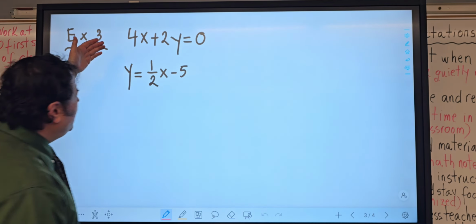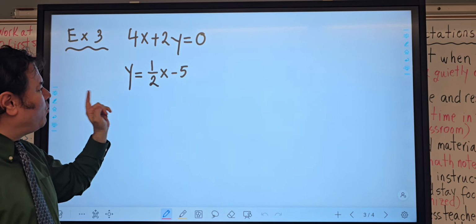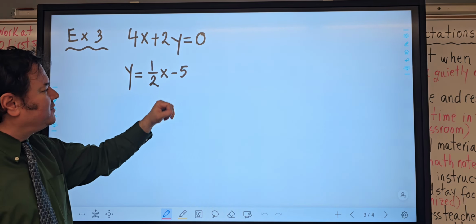Example 3. In example 3, we have 4x plus 2y equals 0. And the second equation, we have y equals 1 over 2x minus 5.